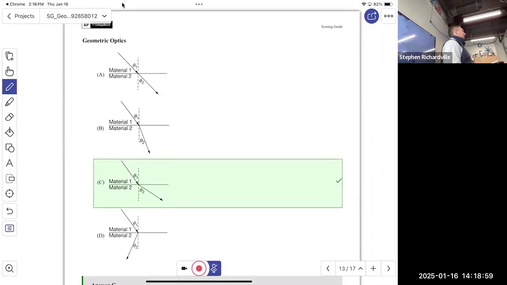The only way I know which way it's going to bend is if I know the N values. A means they're the same N value. B says that material 1 has a smaller N value than material 2. C says the opposite. And D is not an option. D is reflection of some sort, but it's not even right because theta 2 doesn't equal theta 1. A is the same N value. It's either B or C. Now, how do I know which?